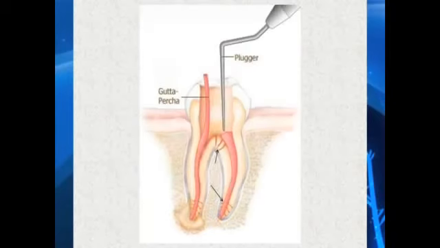Here is an illustration of the gutta percha being placed inside the tooth after it's been root canaled. You'll notice that the gutta percha material cannot go into the accessory canals. Occasionally the patient will still have pain and have to be referred to an endodontist.